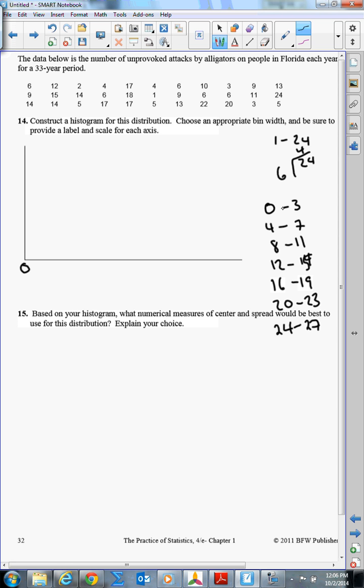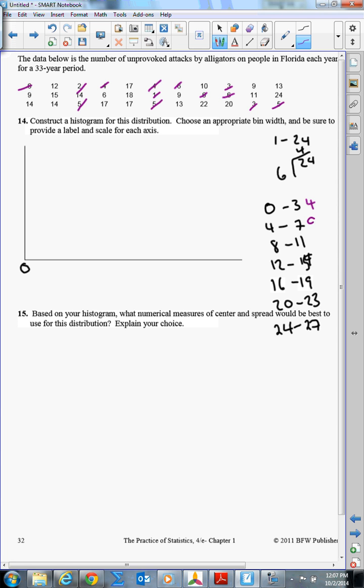If you did yours from 1 and then you could get everything in, then that would be fine also. The next thing I'm going to do is get my counts. And so from 0 to 3, I've got 1, 2, 3, 4. From 4 to 7, I have 1, 2, 3, 4, 5, 6, 7, 8, 9.